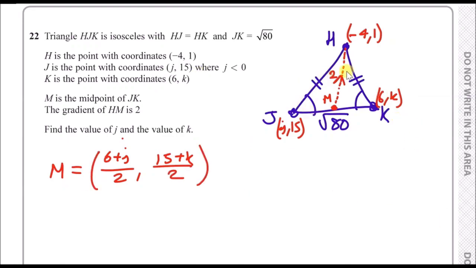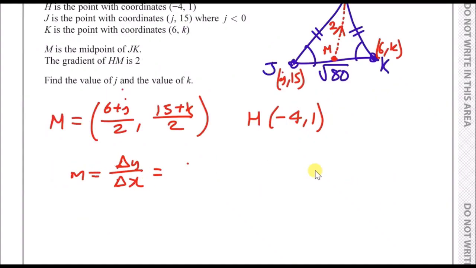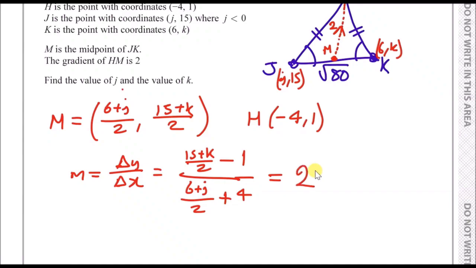Now, according to this question, it tells us that the gradient from M to H is 2. So to calculate the gradient of anything, the gradient, which I'm going to call little m, by the way, guys, is the change in y coordinates over the change in x. So let's go ahead and write the change in y, yeah? The change in y is basically 15 plus k over 2 minus 1. And the change in x is 6 plus j over 2 take away minus 4, so it'll be minus minus, it'll be plus 4. And apparently all of that is supposed to equal 2.